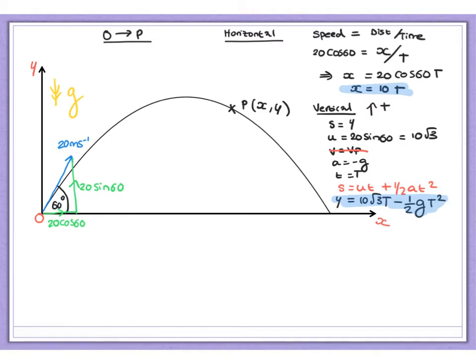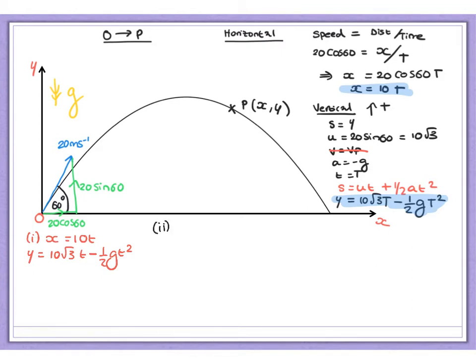I have noticed in the question they've used a lowercase t rather than an uppercase T, so we will just finish this off by writing out the answers to part 1 in terms of lowercase t. x equals 10t, y equals 10 root 3 t minus a half g t squared. Part 2 asks us to find the equation of the trajectory by eliminating the parameter t, so let's do that.